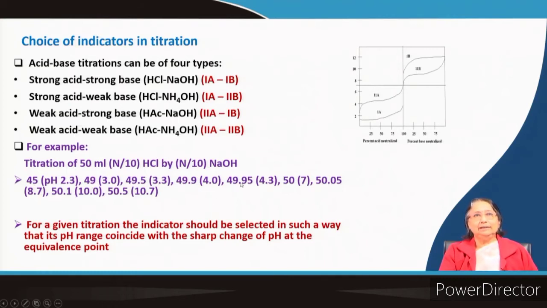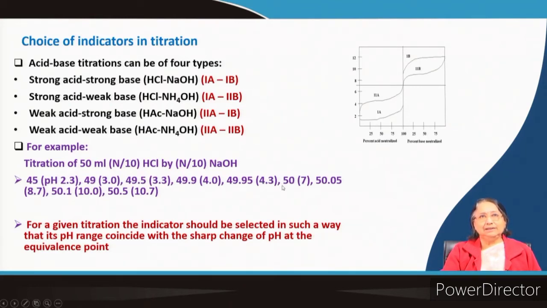Okay. So, we must carefully observe here. It is just before the neutralization point, it is 4.3, and this is just after the neutralization point, 8.7. So, it is a huge jump. Okay, huge jump, where to where? 4.3 to 8.7. Just 2 drops addition. It is changing so much. That means there is a huge jump.